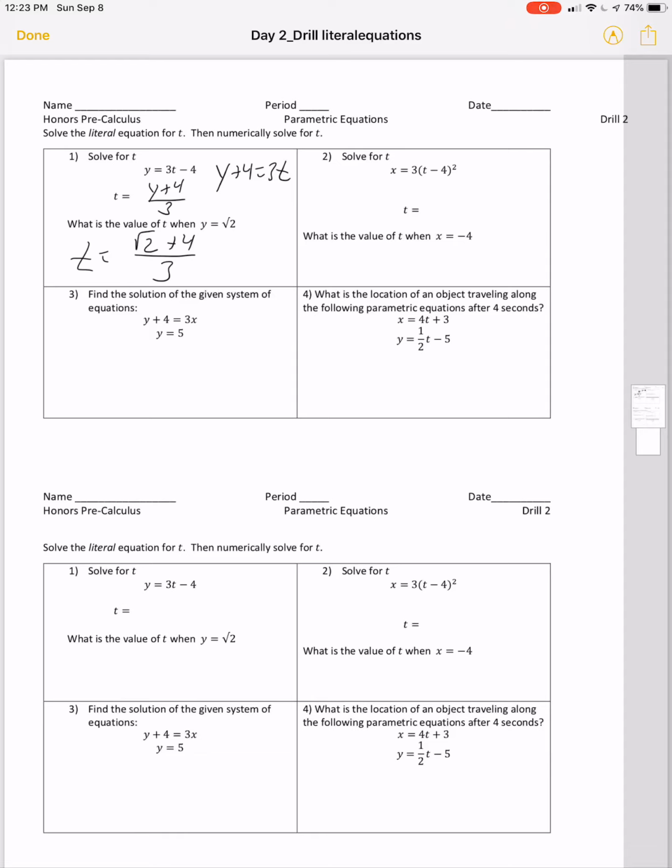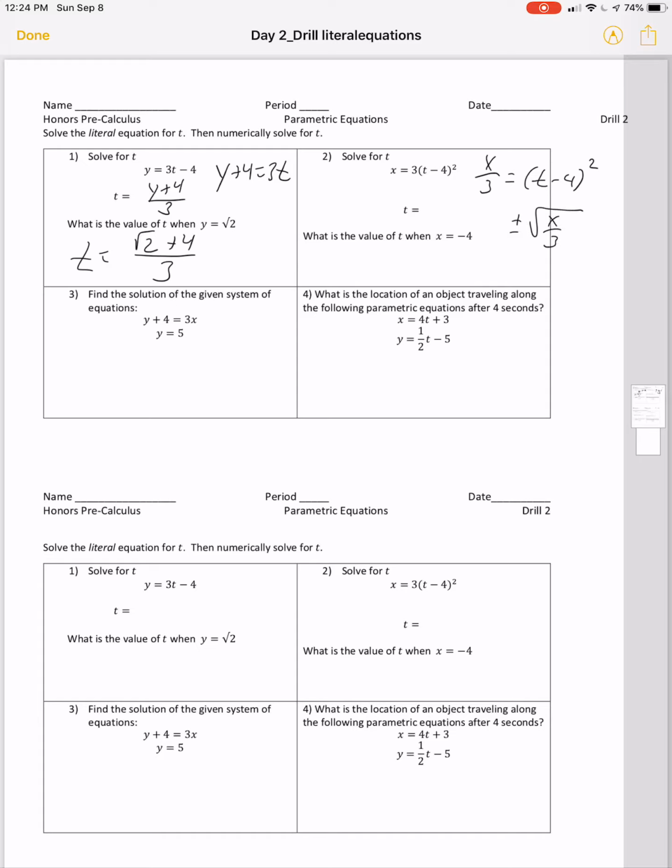In number 2, solving for t. t is now inside of a parentheses, which means we need to isolate that parentheses first. So, to solve for t in number 2, we're going to divide both sides by 3 first. We'll get x over 3 equals the quantity (t minus 4) squared. Then we'll take the square root on both sides. Now remember, when you take the square root on both sides of an equation, you must include the plus or minus.